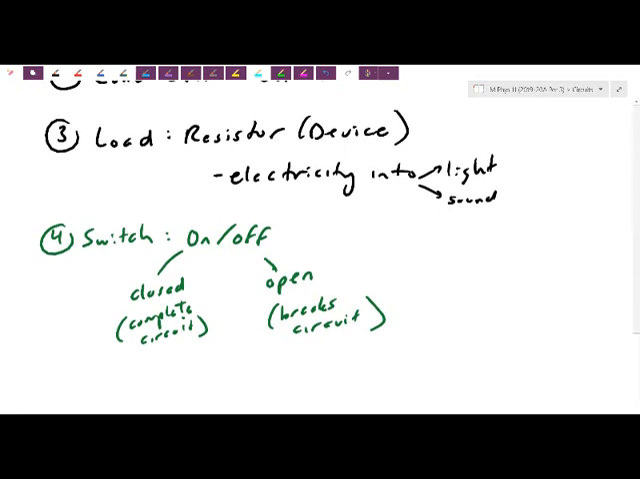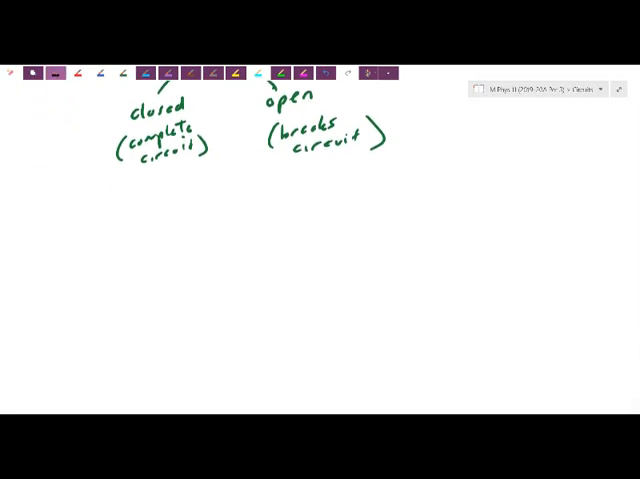So let's see if we can draw these four circuit components here. It doesn't really matter where you do it because it's going to be a circle anyway. So I'm going to have a battery that's going to be some number of long lines, short lines.